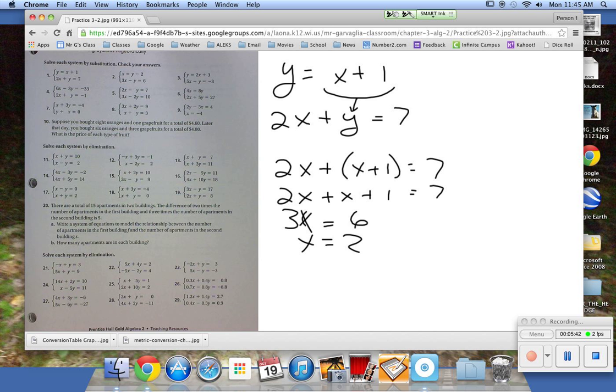So if x equals 2, I can plug that back into this equation right up here to figure out what y is. What's y going to equal, Reese? y equals 3. Yep, 3x equals 6. So we have our answers. x equals 2, y equals 3. That's substitution. Okay? Pretty easy.